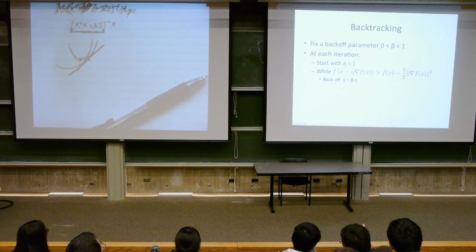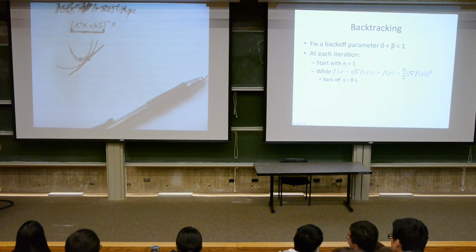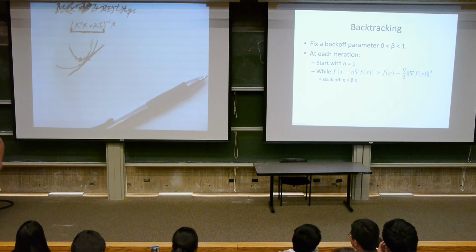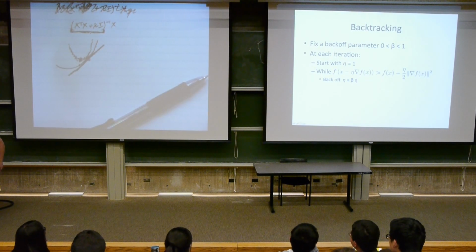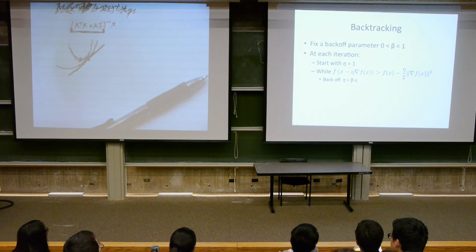This is basically doing a geometric backoff. You try step size 1, step size beta, beta squared, beta cubed, and so on, until you get a step size that improves the function value enough. Then you take that step and you start over again with a step size of 1.